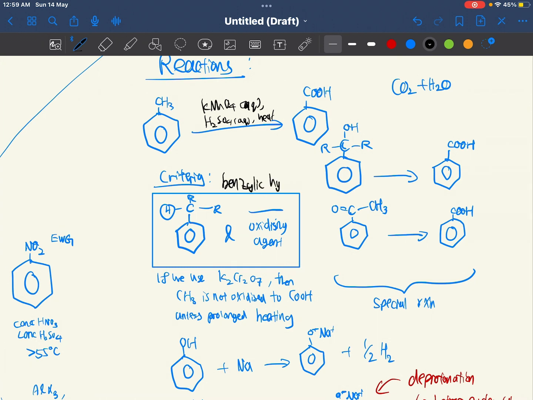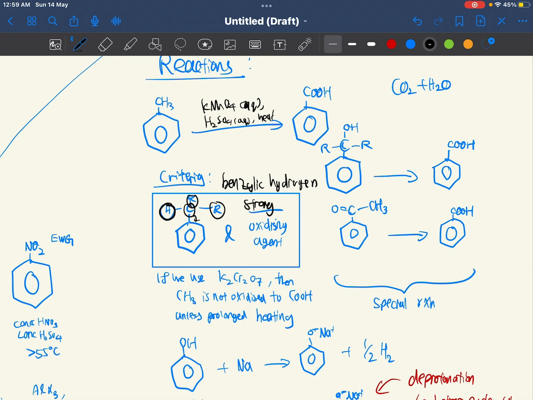So what is a benzylic hydrogen? Benzylic hydrogen means a hydrogen atom attached to the carbon that's directly attached to the benzene ring. I don't care what R groups here. It can be alkyl groups, can be hydrogen atoms, but minimally one hydrogen atom. And therefore we need to use a strong oxidizing agent.